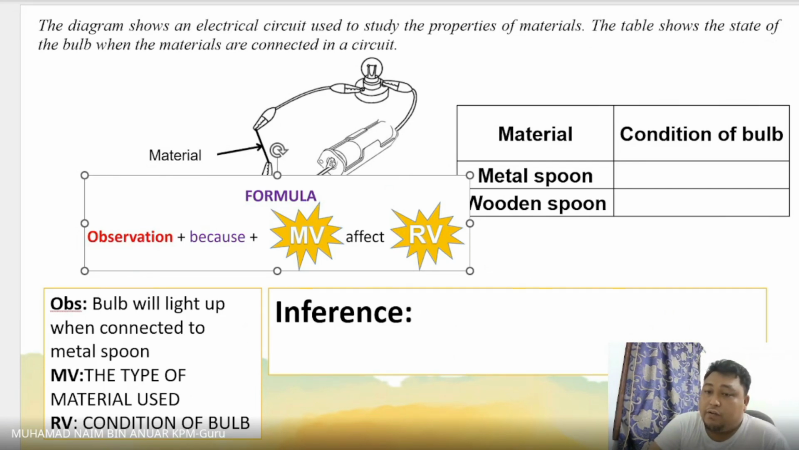Because wood cannot conduct heat. Are we doing heat right now, Ama? I gave you the formula. Observation plus MV plus RV. Just copy and paste. Yes, correct, Lashana.